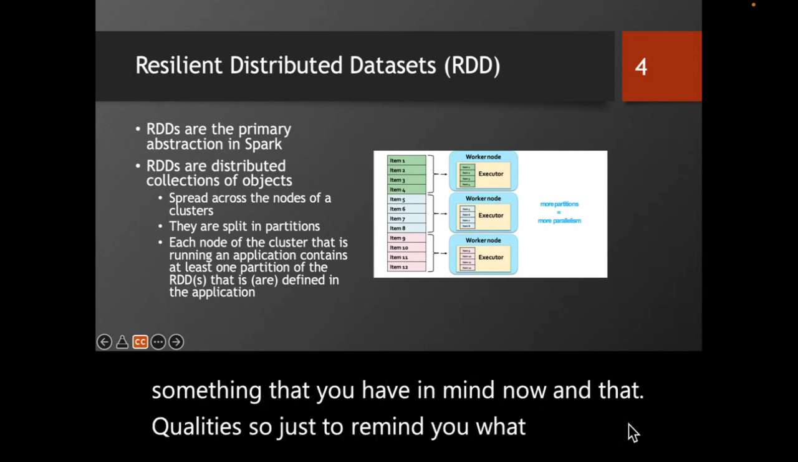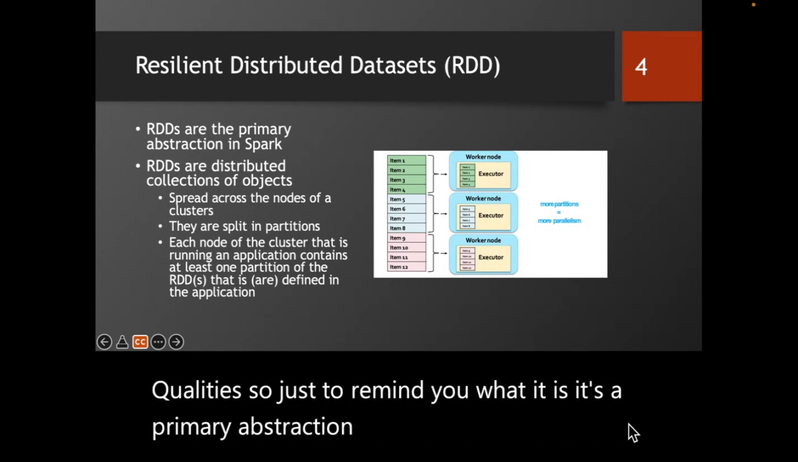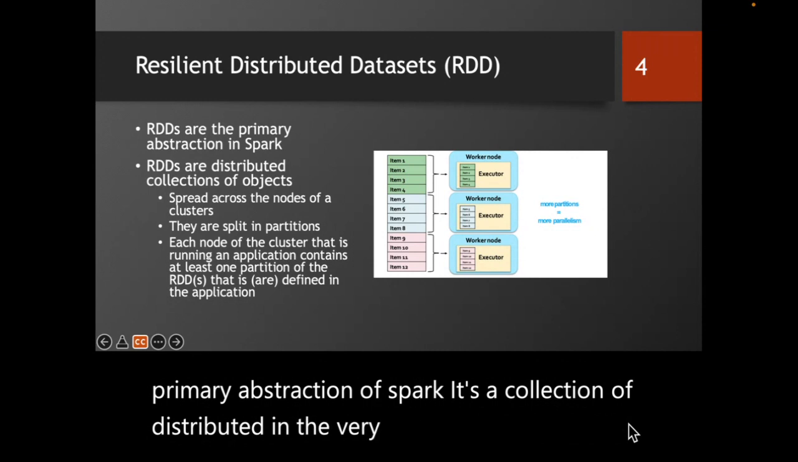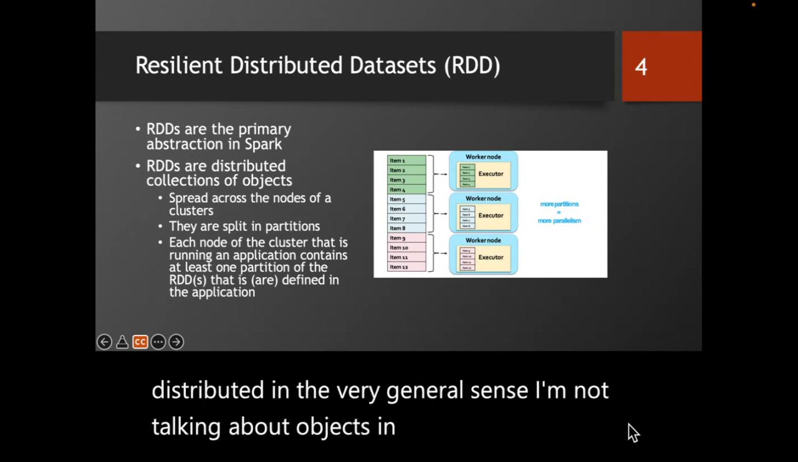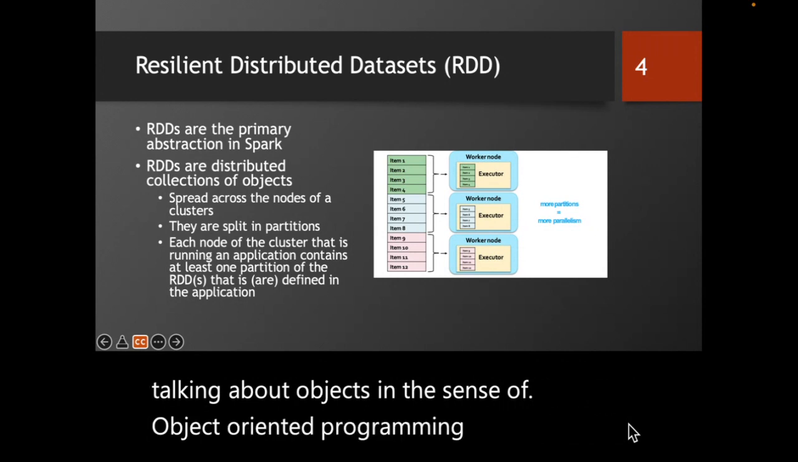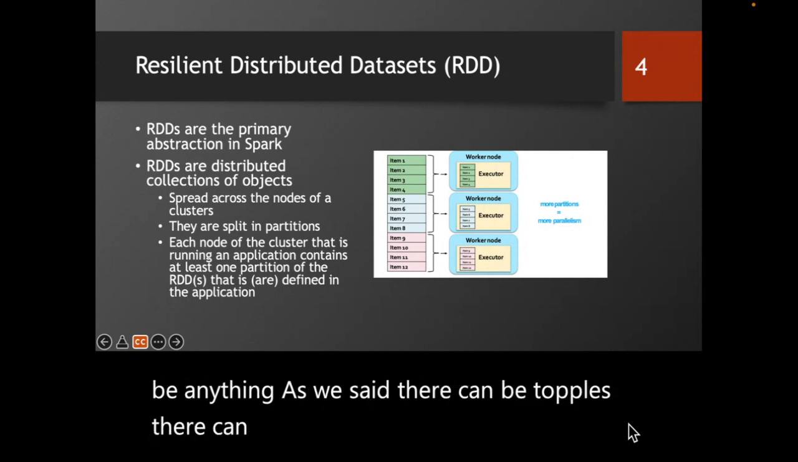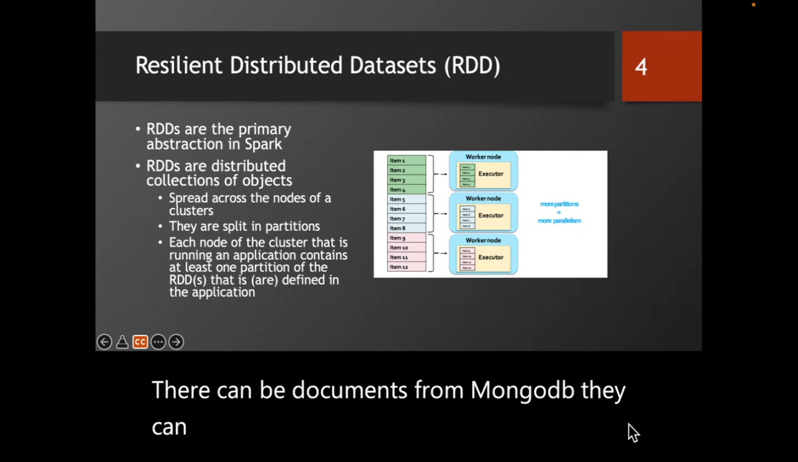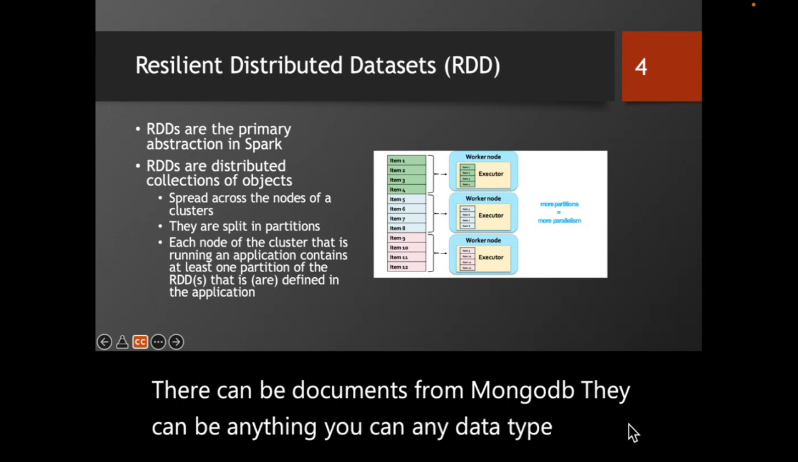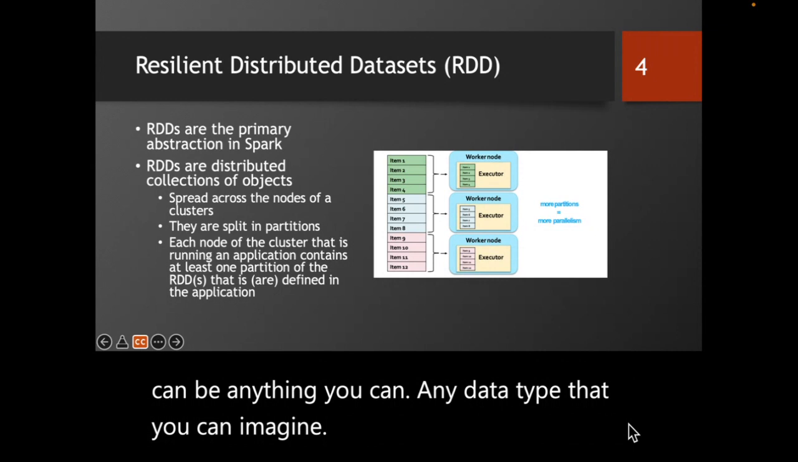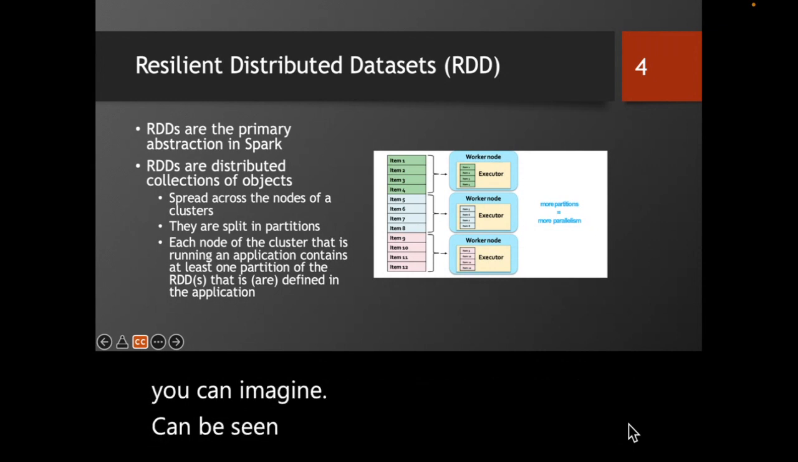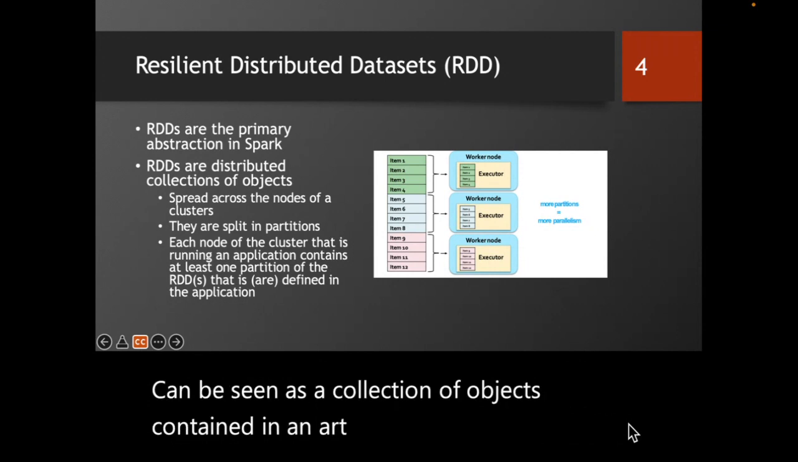Okay, so just to remind you what it is, it's the primary abstraction of Spark. It's a collection of distributed objects in the very general sense. I'm not talking about objects in the sense of object-oriented programming. So these are items, and items can be anything, as we said. There can be tuples, there can be documents from MongoDB, any data type that you can imagine can be seen as a collection of objects contained in an RDD.